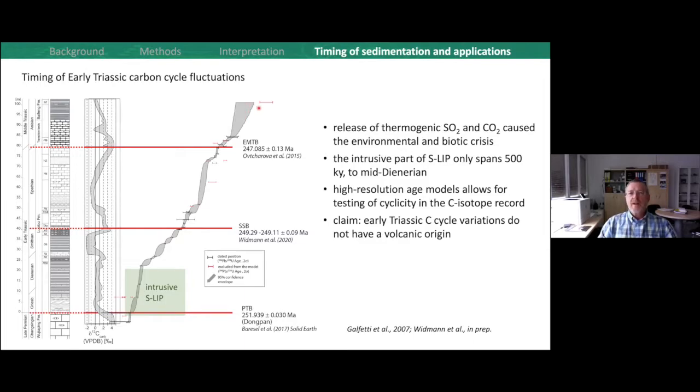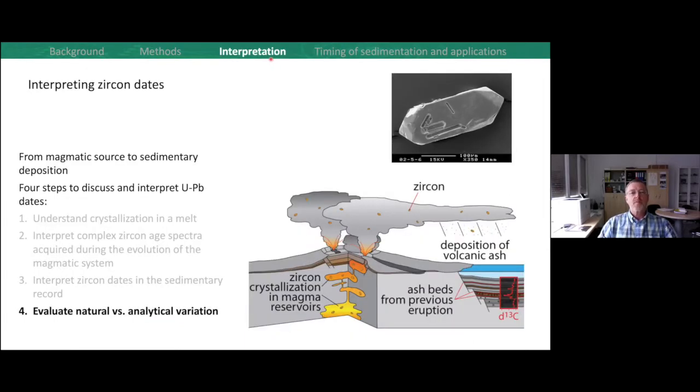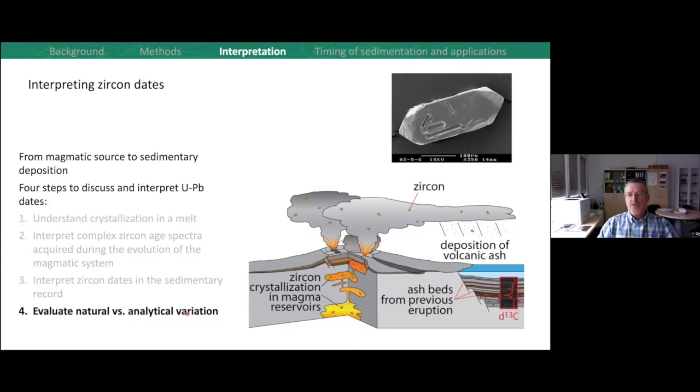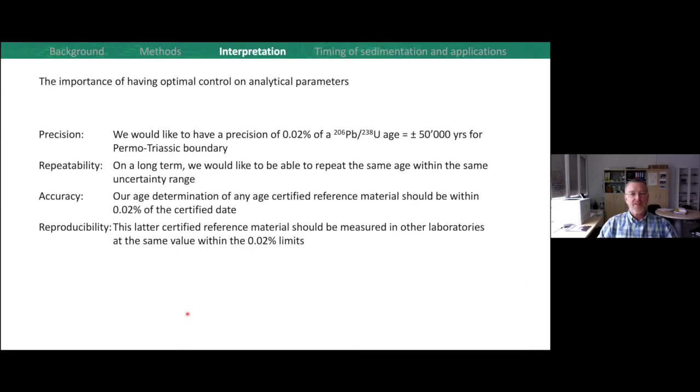But now I want to go back to the interpretation, because we have one point left. What is natural variation and what is analytical variation in all this? We have to have an incredibly good control on our analytical parameters. So precision, we would like to have the optimal precision. We're heading for something like 50,000 years, still a lot of time. That's the best we can achieve at the Permo-Triassic boundary.